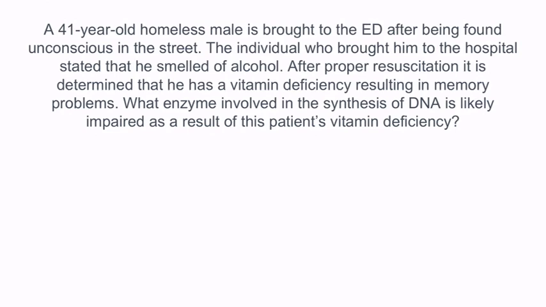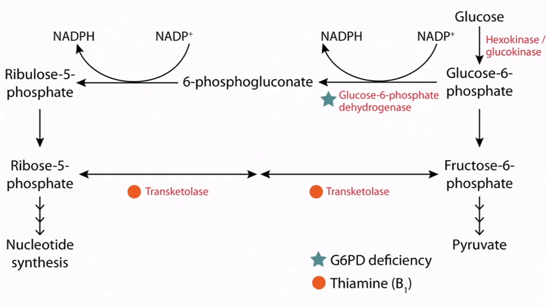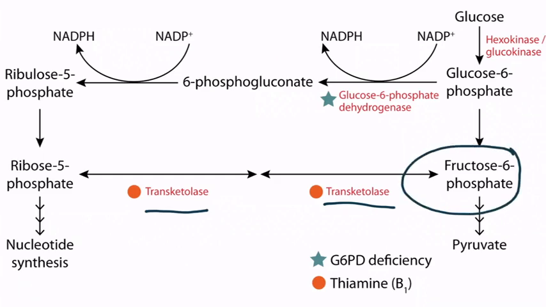Hopefully from the question stem you notice that this patient has chronic alcohol use resulting in memory problems. Recall that chronic alcohol use can result in thiamine deficiency. As we just learned, thiamine deficiency results in impairment of several enzymes, including transketolase, which is involved in DNA synthesis. Recall from the section on the HMP shunt that transketolase is required for the conversion of fructose 6-phosphate to ribose 5-phosphate. Ribose 5-phosphate can then be used in nucleotide synthesis for DNA. Notice from the figure that transketolase requires thiamine as a cofactor.